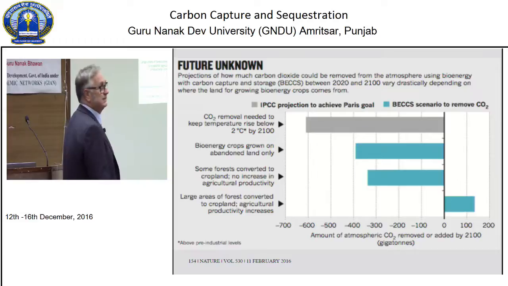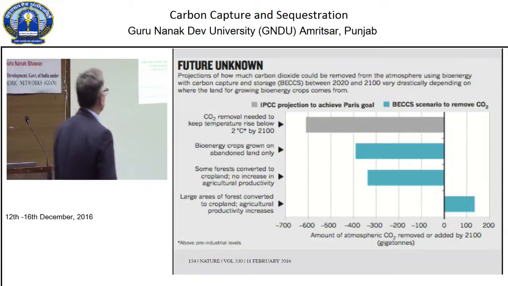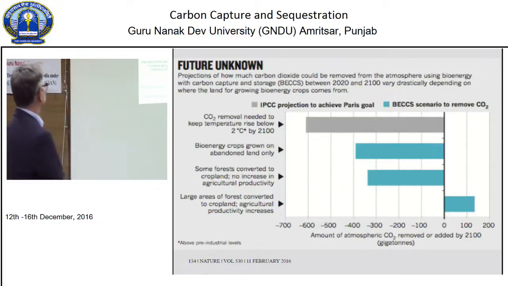Let's just take abandoned land, the land that had something on it but is now abandoned. Let's take some of the forests and convert them into cropland and so forth. And you recognize that pretty quickly we run into the situation where we can't achieve the Paris goals because we don't have enough resources in terms of land. So the future is not completely clear as to how to implement this.